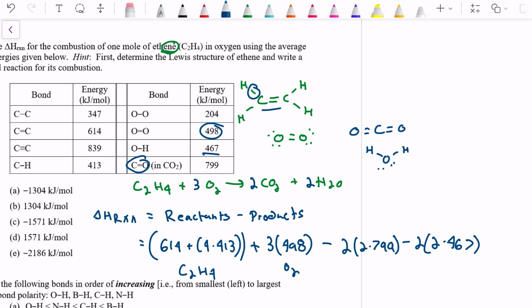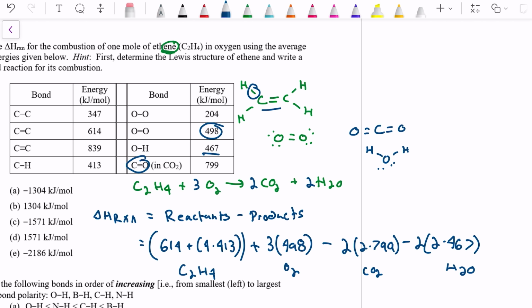Okay, reactants. We have 614 plus 4 times 413. And then we're going to add on 3 times 498. So for my reactants, I have 3,760. Let's do products. 2 times 799 for oxygen. Or wait, no, I didn't label them. This is CO2. This is H2O. 2 times 799. I'm going to add on 2 times 467.